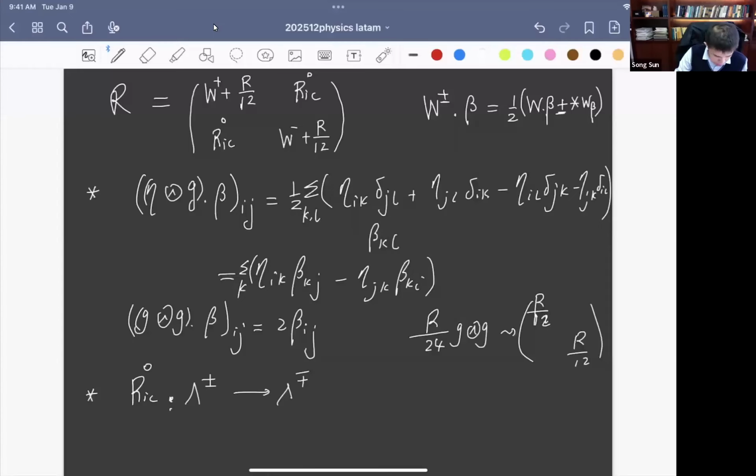We do some computation. I just want to tell you, it's completely elementary linear algebra, but you just need to do a computation once. So how do we do this? We want a basis. We want to know what this traceless Ricci does acting on lambda plus and minus, for which we know a basis.